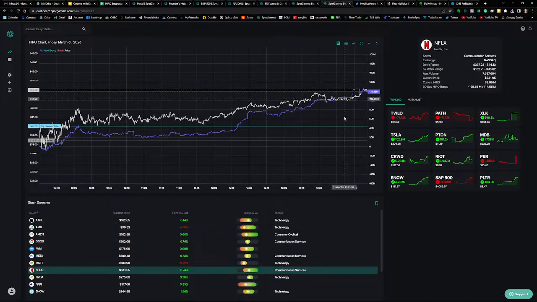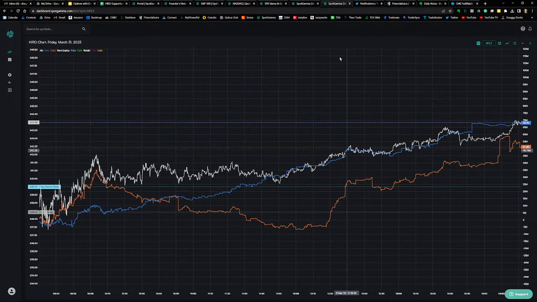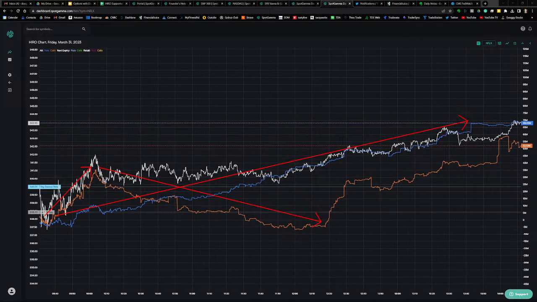So the call gamma, as long as traders are taking positive delta positions, so initially traders were buying calls, shown by this rising orange line. I've separated out the puts and calls. Traders were buying calls, and they've been selling puts, continue to sell puts, even though they started selling calls and price leveled off.